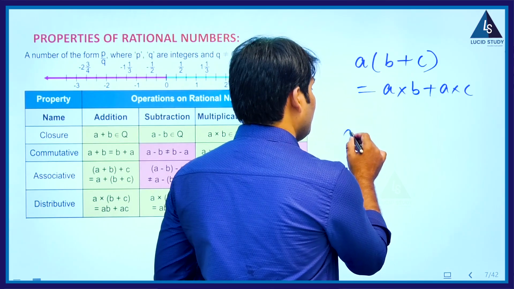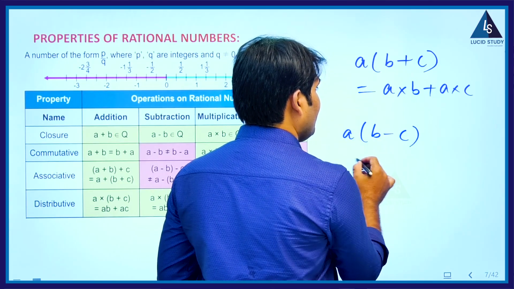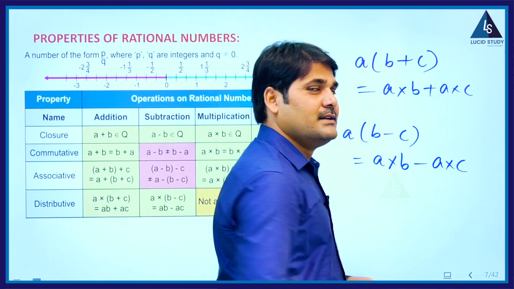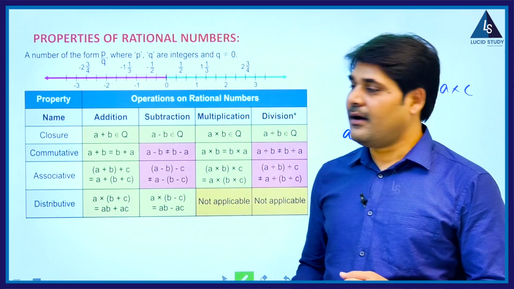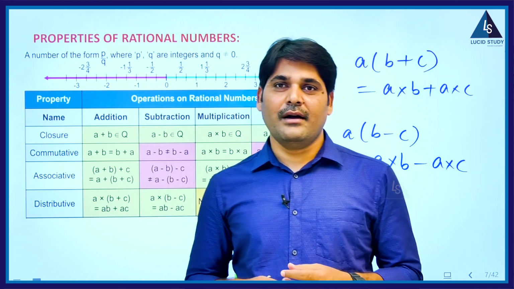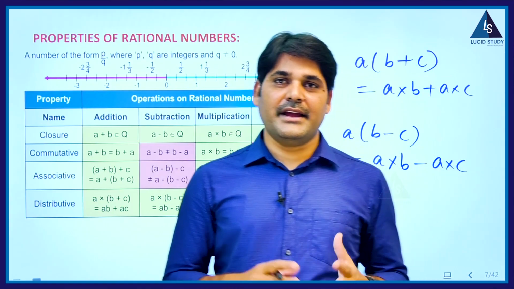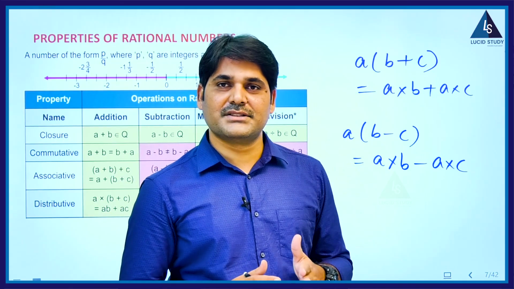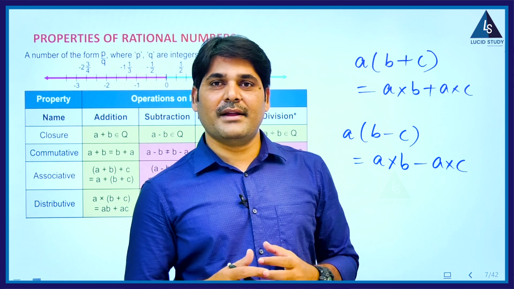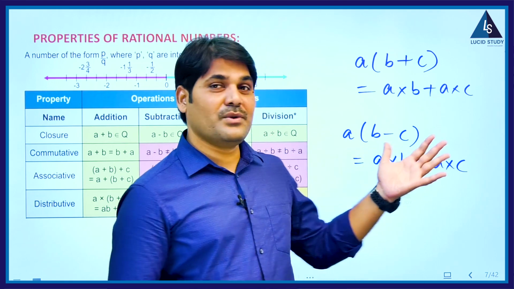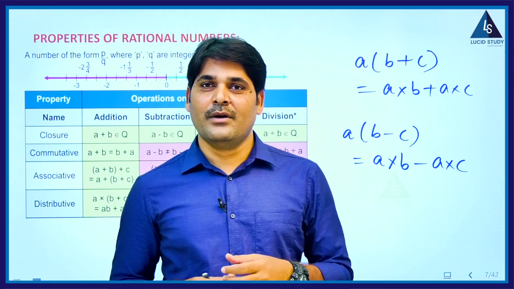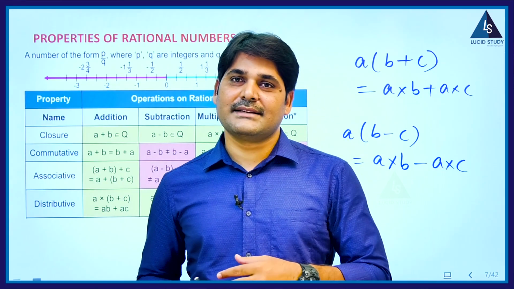Okay. So A into B minus C is equal to A into B minus A into C. This is the distributive law. Okay. And multiplication and division, there is no distributive law. Distributive law under addition means A into B plus C is equal to A into B plus A into C, and distributive law under subtraction is equal to A into B minus A into C, right? So these are the properties of rational numbers.